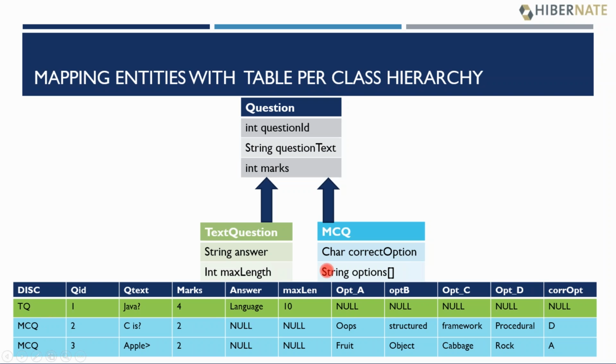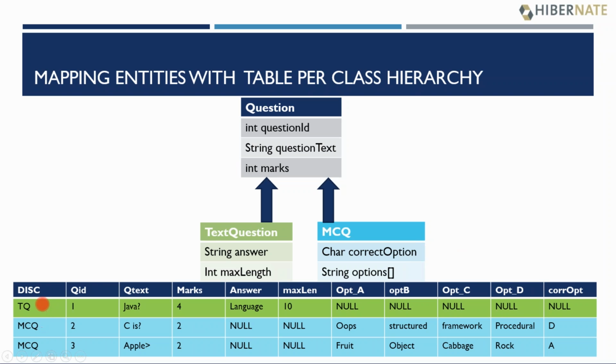And next, you're creating an object for the MCQ. C sharp, marks is 2. Because the answer and the max length belong to the text question, these two fields are marked as null. For options, you're providing OOP, structured, framework, procedural, and then the correct option. Then again, you're creating an object for the MCQ: 3, apple, 2, null, null, null, fruit, object, cabbage, rock, whatever is the correct option. Because these two fields do not belong to it, we are marking them as null.